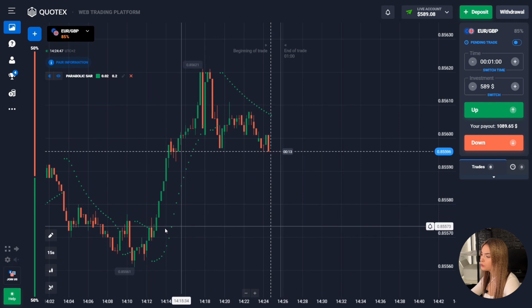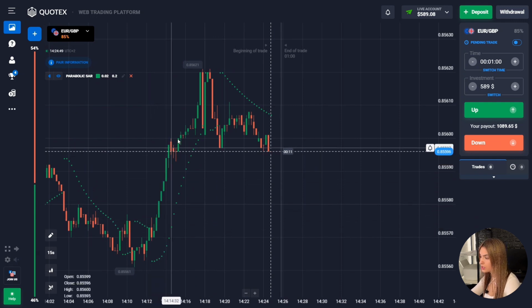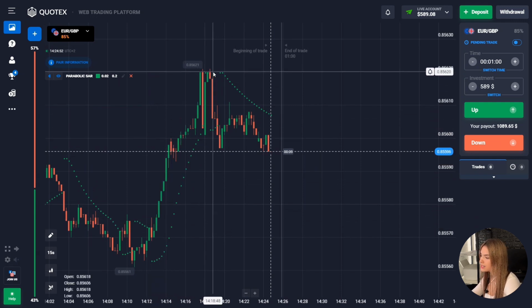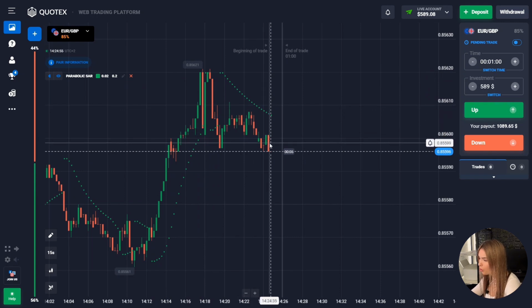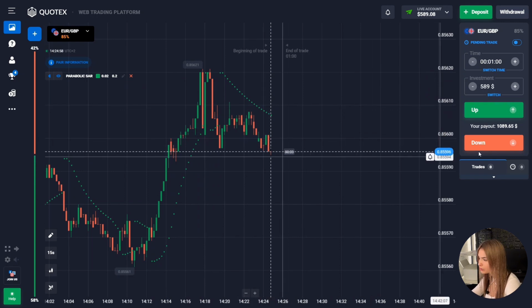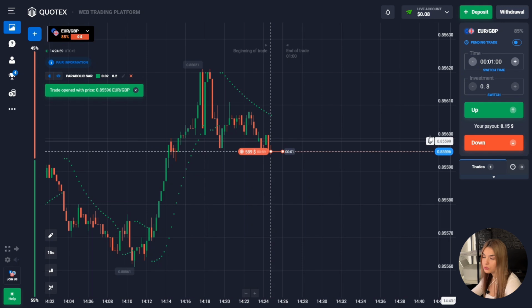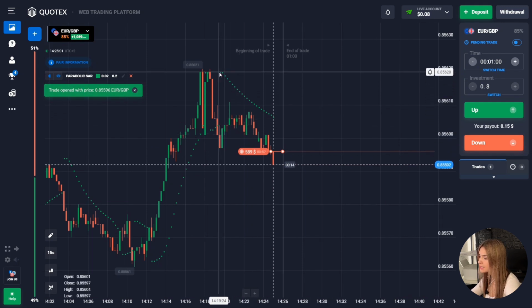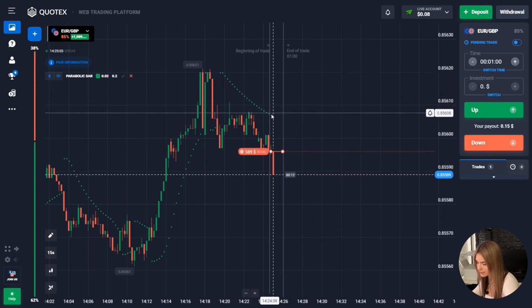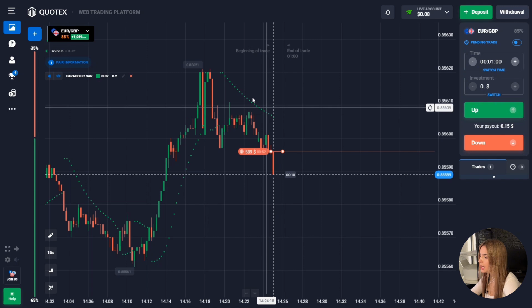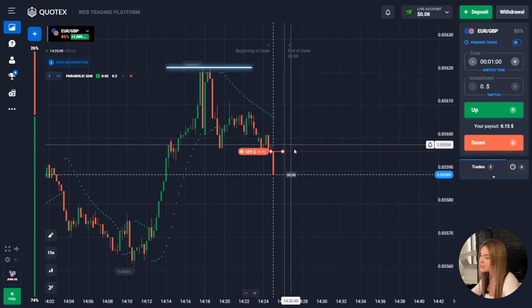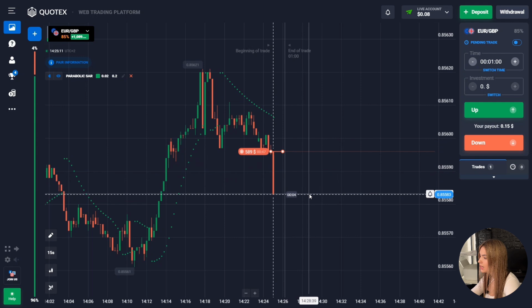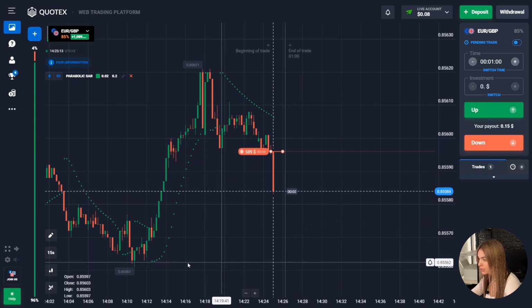As you can see, after a good steady growth, the price goes into correction. That is, we are seeing a decrease in the price. In such a situation, we'll immediately open a deal for a minute to go down. Because as you can see, the dotted line of the parabolic is located above the graph and at a sufficient distance from it. At the same time, in the zone of the last price maximum, the price met some resistance, and then it made a downward impulse.